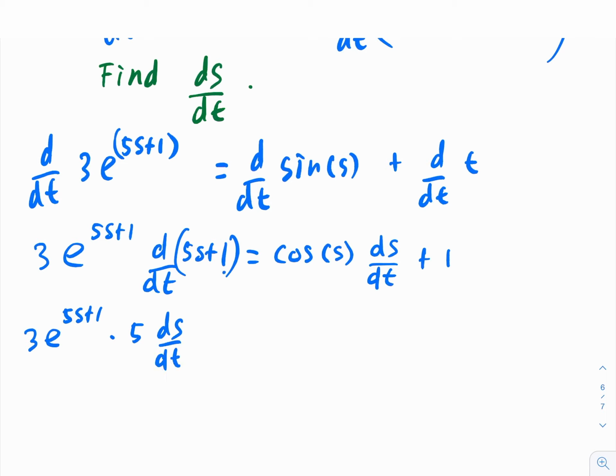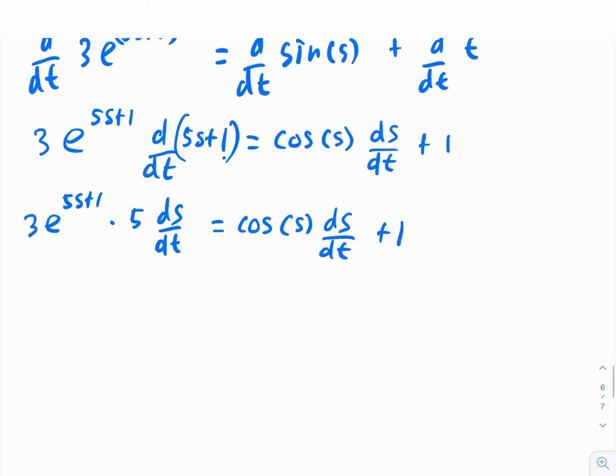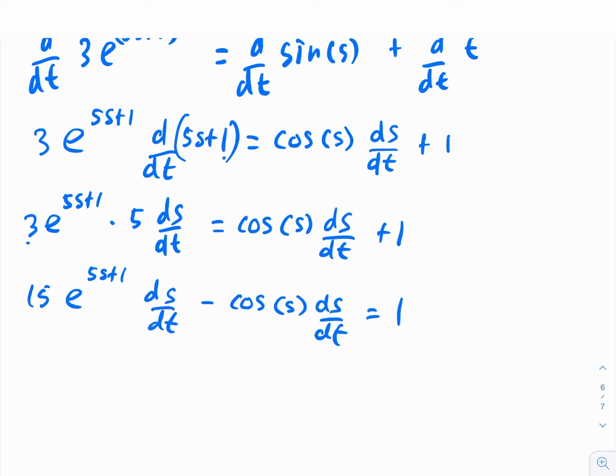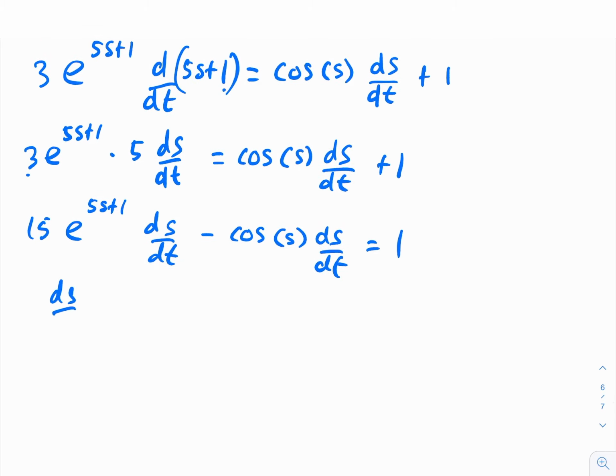And if we differentiate 1 with respect to t, we have 0, equals cos(s) ds/dt + 1. So again, we have to rearrange this. So we'll have 3 times 5, 15e^(5s+1) ds/dt minus cos(s) ds/dt equals 1. So if we factorize ds/dt, we'll have 1 divided by 15e^(5s+1) minus cos(s).